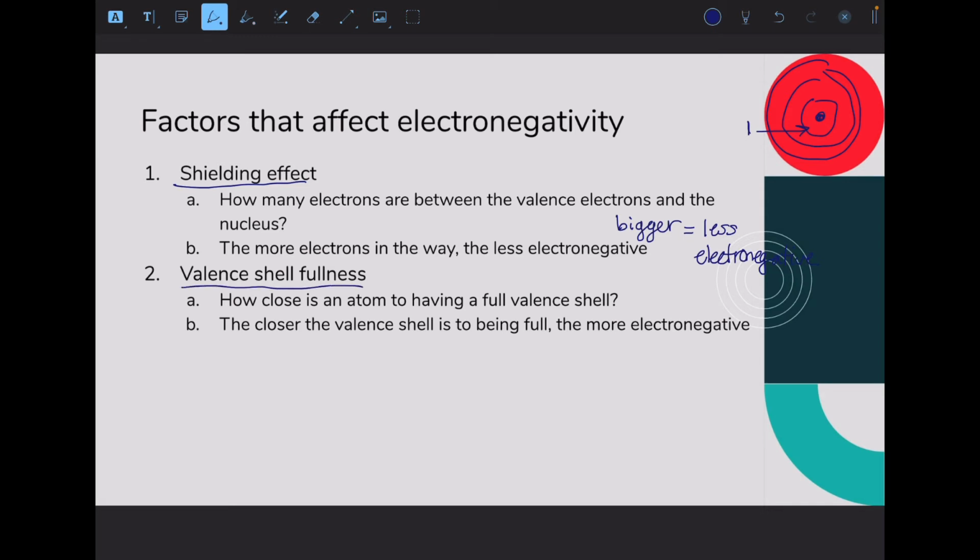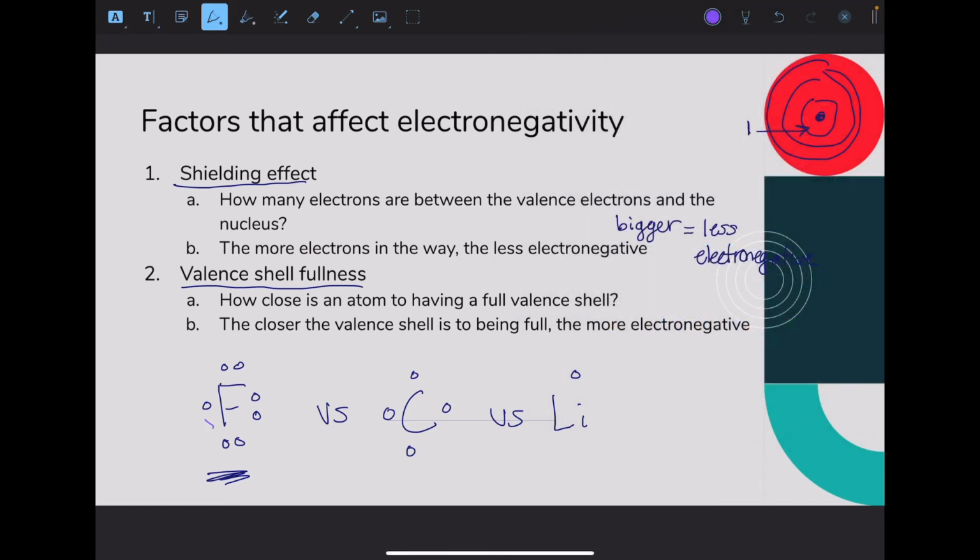And then we talk about valence shell fullness. So on the outside here, how many electrons are there? How full is it, how close is it to having a full valence shell? So if we look at carbon versus fluorine versus lithium, we can see that fluorine is the one that's closest to having a full valence shell. It just needs one more electron over here in this spot. Whereas carbon would need 4 extra, and lithium would need a whopping 7 extra in order to get a full valence shell. So because fluorine is the closest, it's going to be the most electronegative.